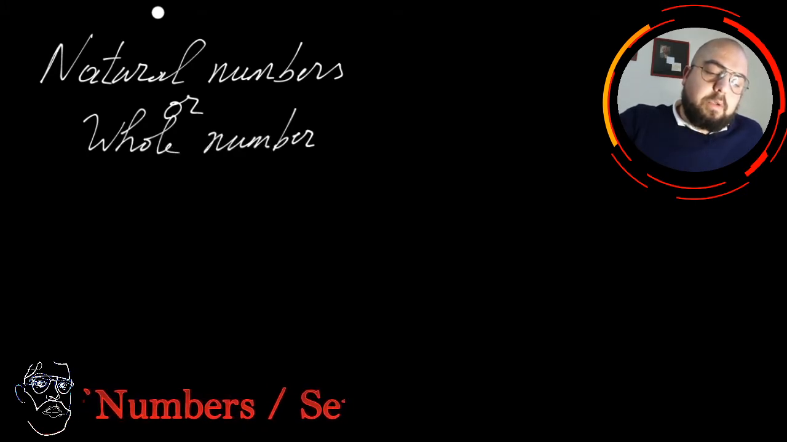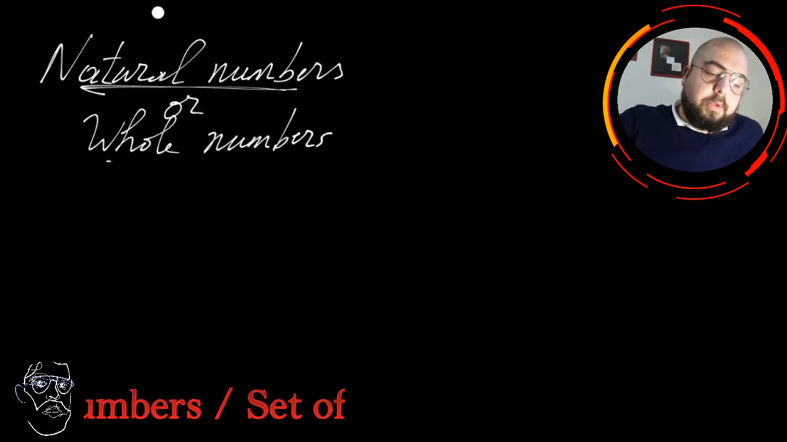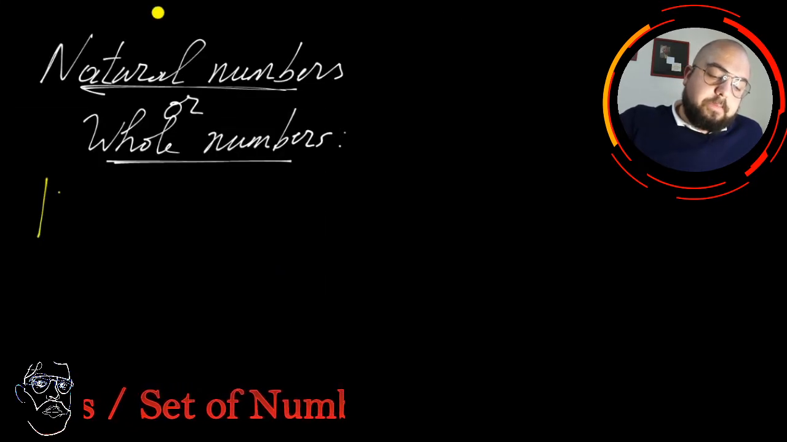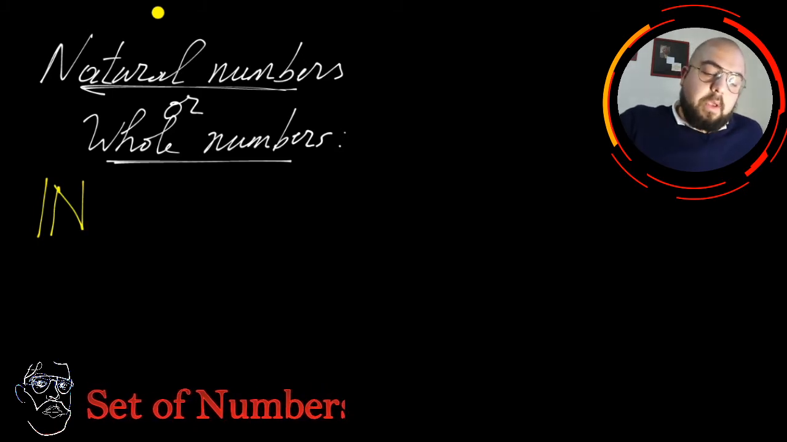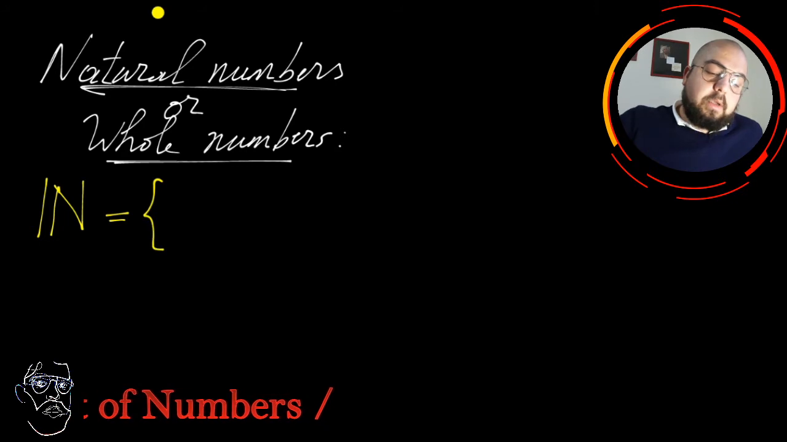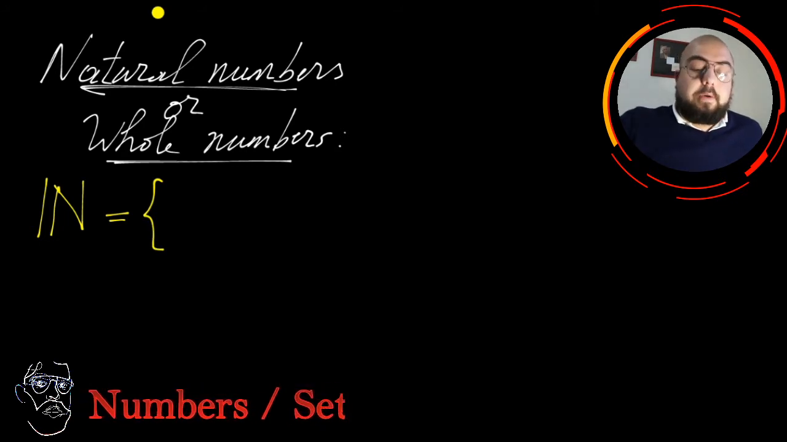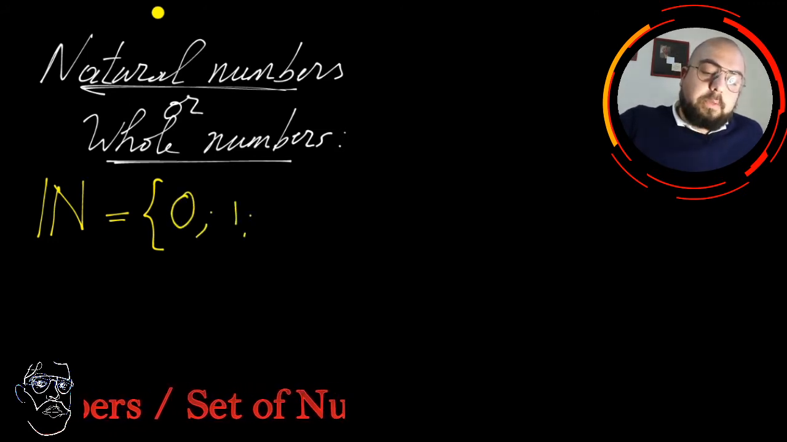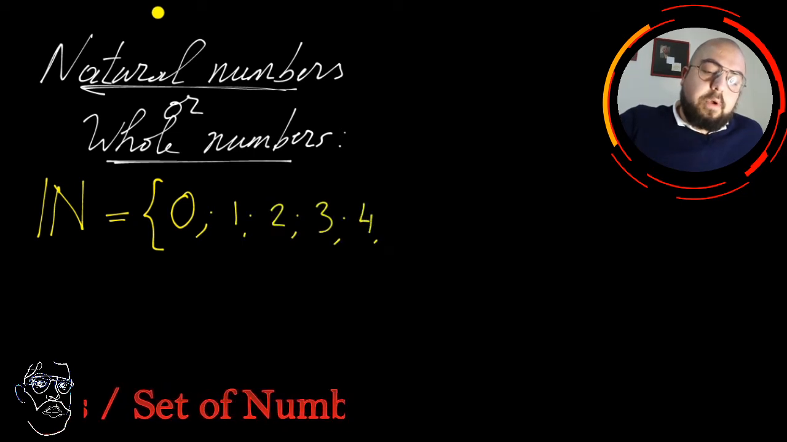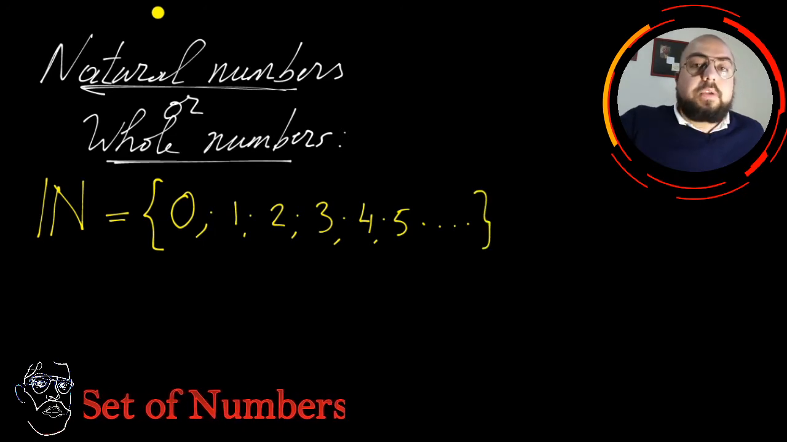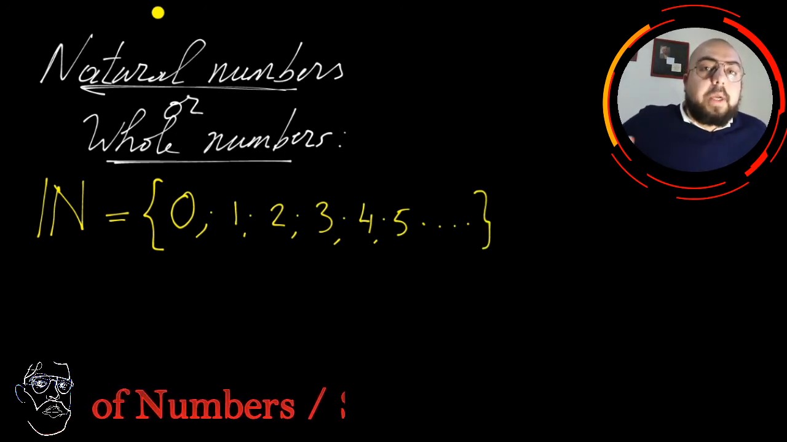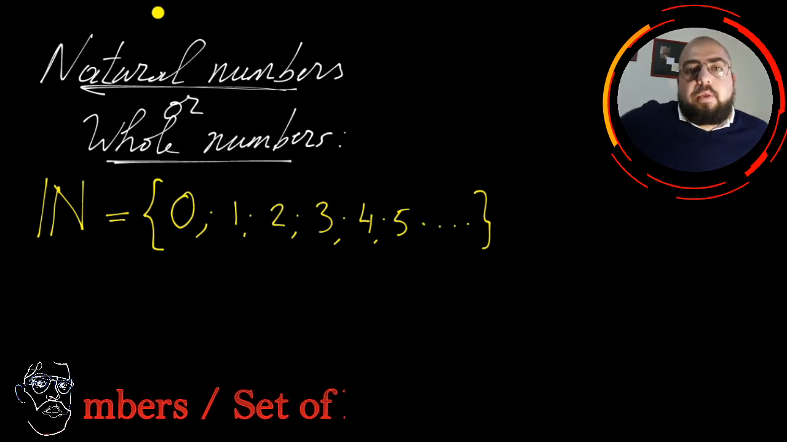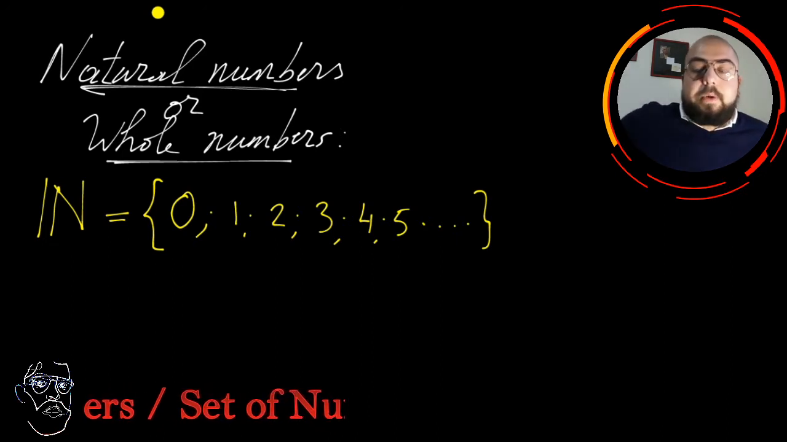Now, how do we denote natural numbers or whole numbers? Very simple. You simply use the symbol N in order to say natural, and then you use the normal notation of a set. In this case, it starts by 0, 1, 2, 3, 4, 5, etc. Now the 3 dots represent that this set will continue by using the same pattern. It will be 6, then plus 1, 7, plus 1, 8, etc. So these are the natural numbers.